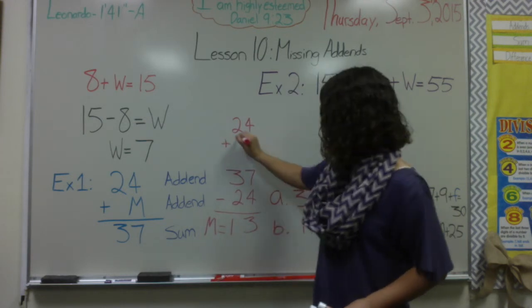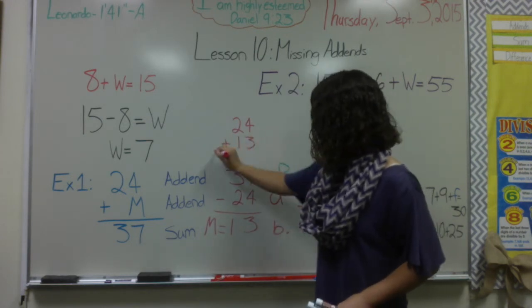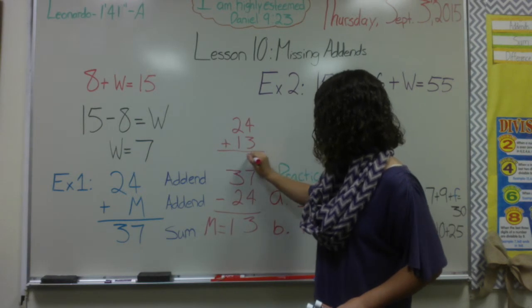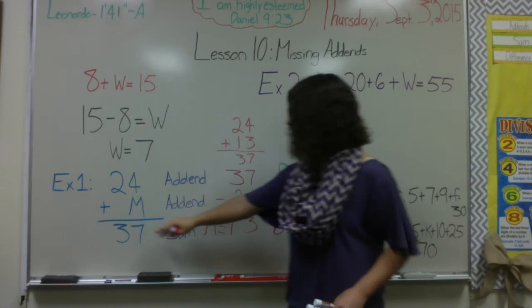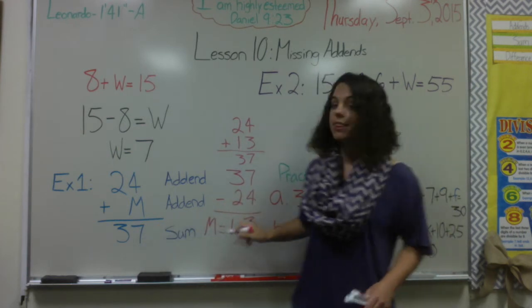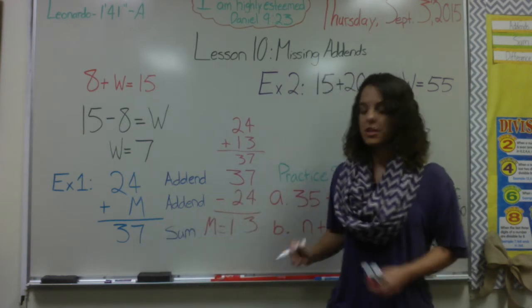24 plus 13. 4 plus 3 is 7, 2 plus 1 is 3. So it is indeed 37. I know for a fact that M has to be equal to 13.